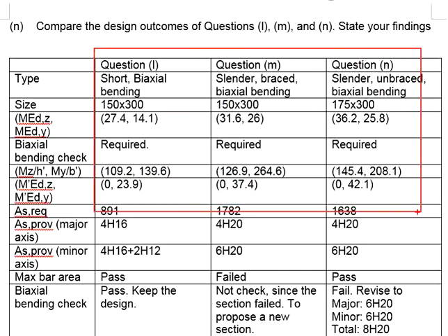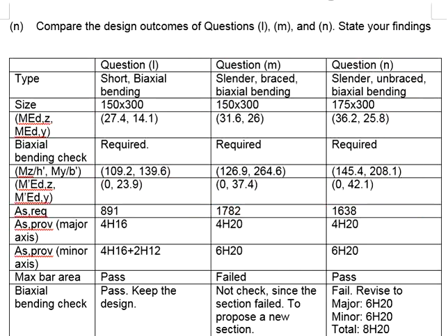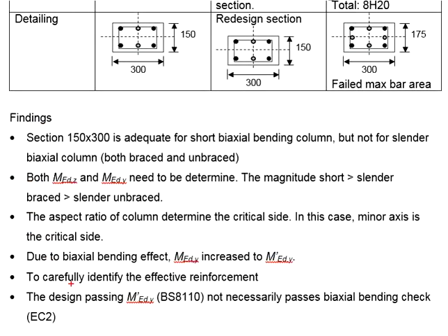All 3 columns here are critical in the minor axis after considering the effects of the biaxial bending. The design moment MED increases, and the increment can be quite significant. That means that if we are designing the reinforcement based on the individual axis without considering the effects of the biaxial bending, this might underestimate the amount of reinforcement bar required in the column.